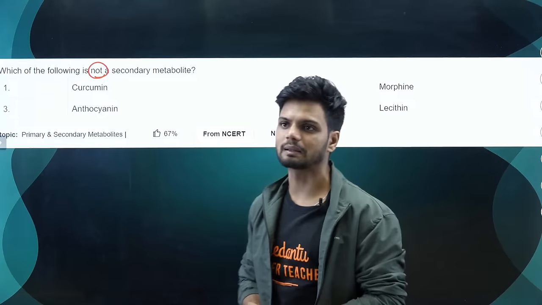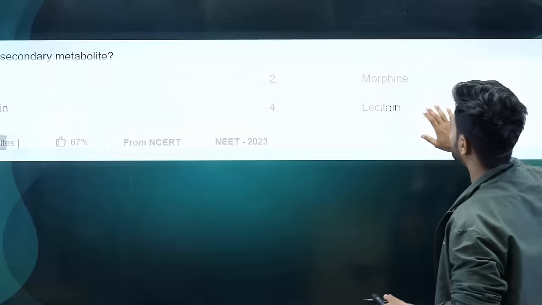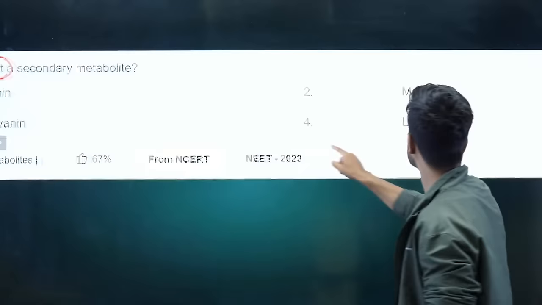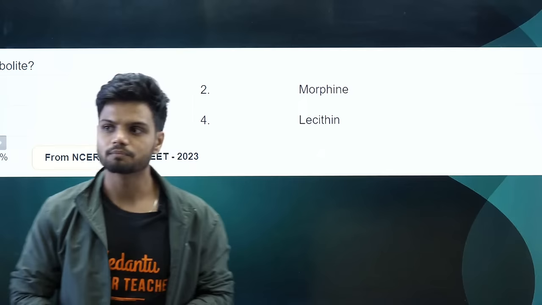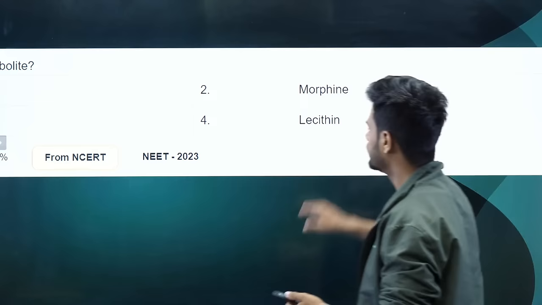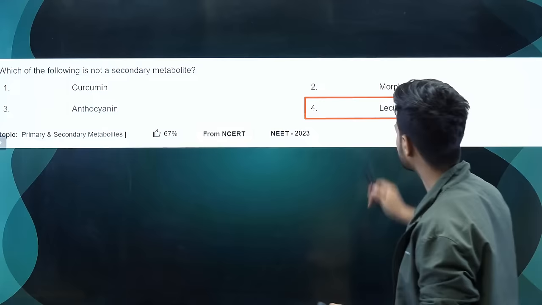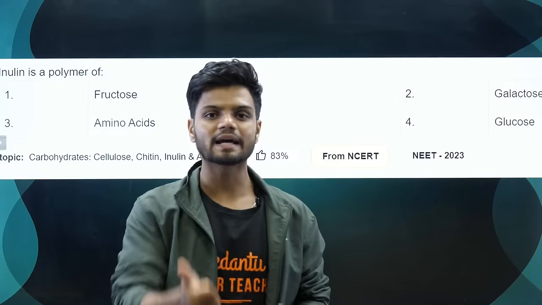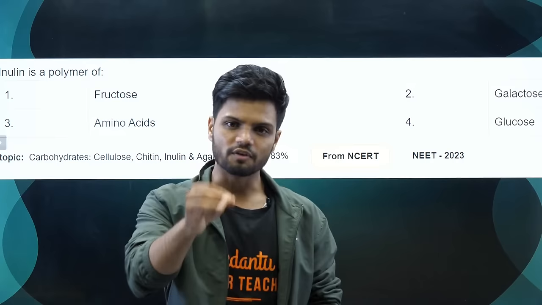Next question. Which of the following is not a secondary metabolite? What are the options? Curcumin, we know it is a secondary metabolite. Anthocyanin, we know it is a secondary metabolite. Morphine, we know it is a secondary metabolite. What about lecithin? Lecithin is not a secondary metabolite. Lecithin is a part of phospholipids. That is option number 4. Easy answer. Lecithin.